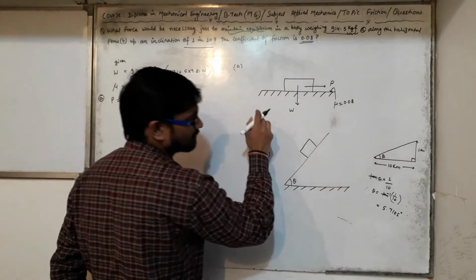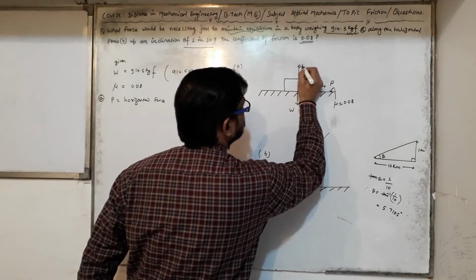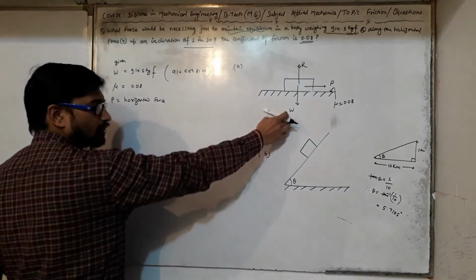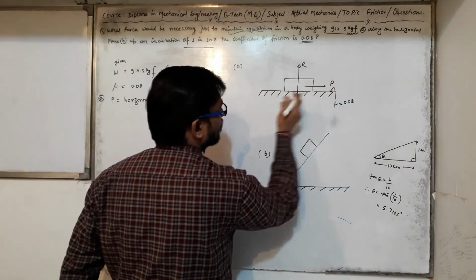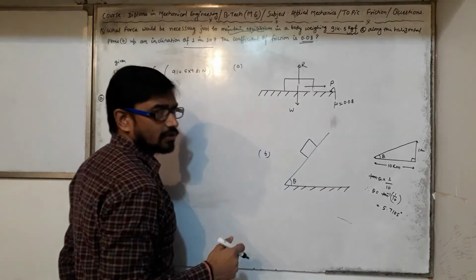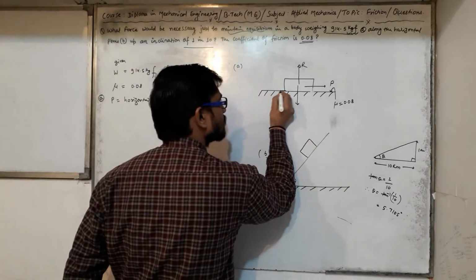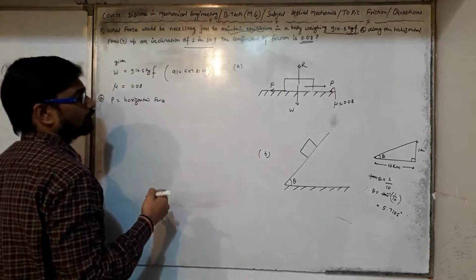So not moving means about to move. In a normal reaction, R is acting upward due to the weight acting downward, and now P is applied in a rightward direction, so the body is about to move rightward along the direction of the force applied. Hence the frictional force F would act in the opposite direction to the direction of motion.